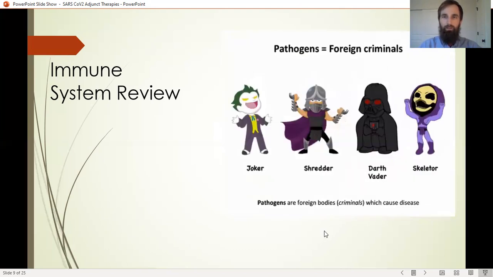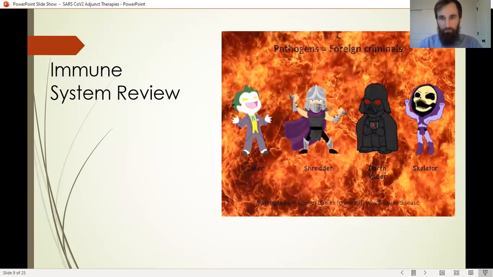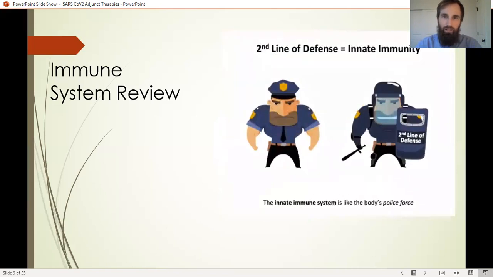We have problems. There we go. So pathogens. Again, this is a big analogy. Pathogens are likened to foreign criminals. There's various types of pathogens, as we can see in this analogy, and they try to get into the body in different ways, different exposure routes.